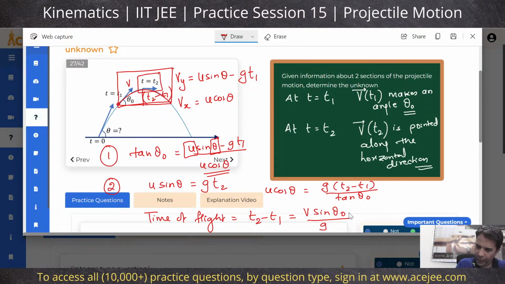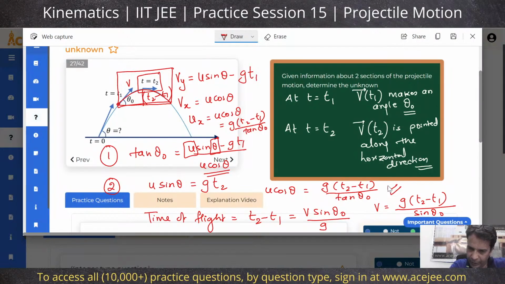So we got v. Once we know v, we know ux, that is u cos theta, is equal to v cos theta 0. So that will be g (t2 minus t1) upon tan theta 0, which is what we have here. Clear? What will be Vy?